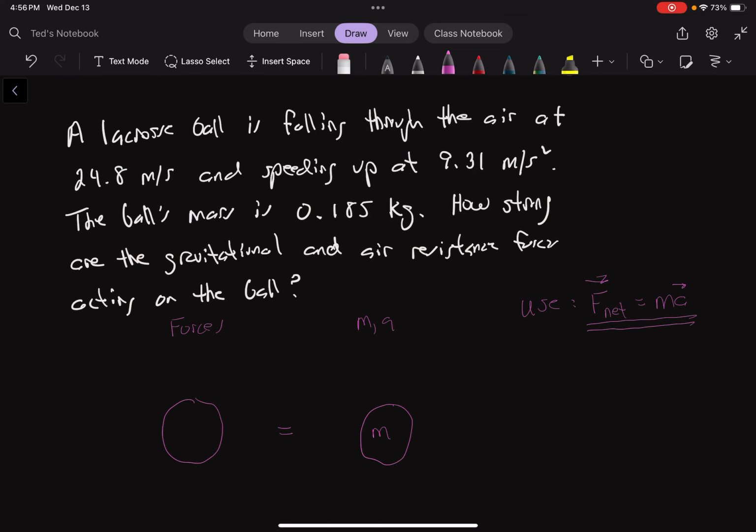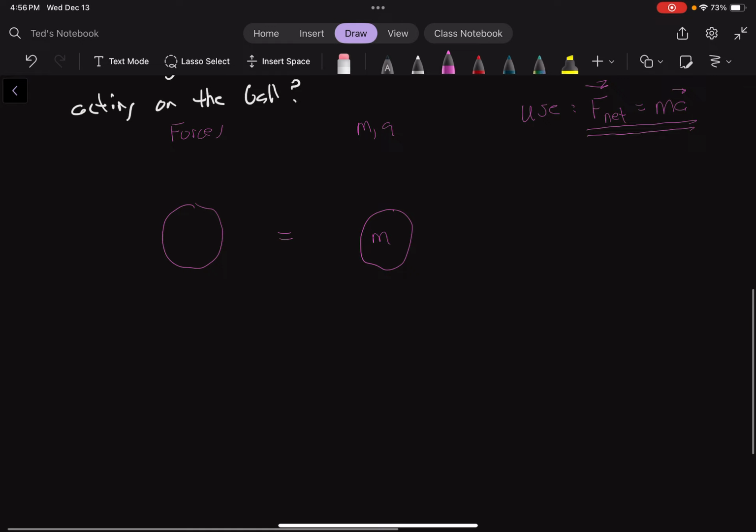Now this ball's falling through the air and speeding up. Because it's falling, I know that it's moving downward. And because it's speeding up, I know that the acceleration points in the same direction that it's moving. So that means the acceleration points down.